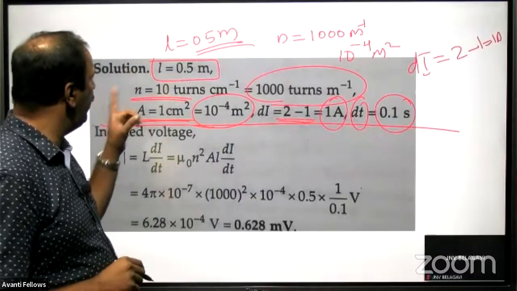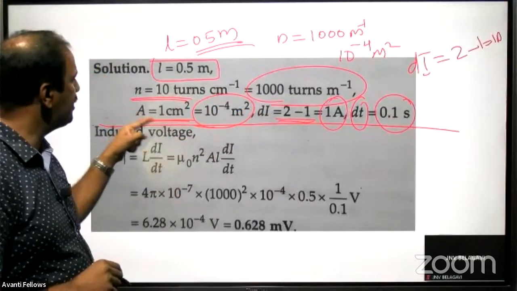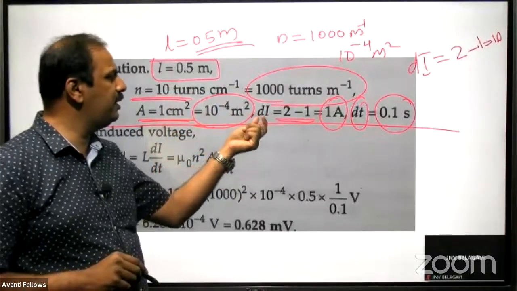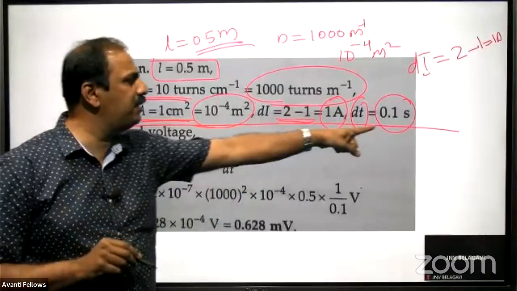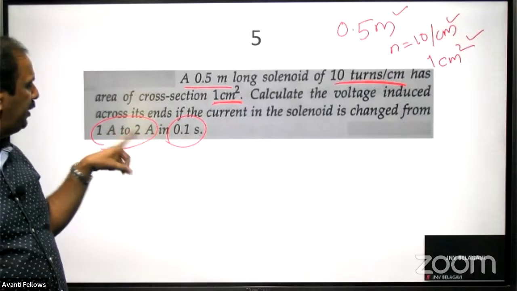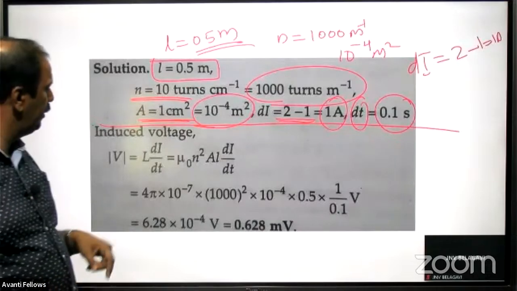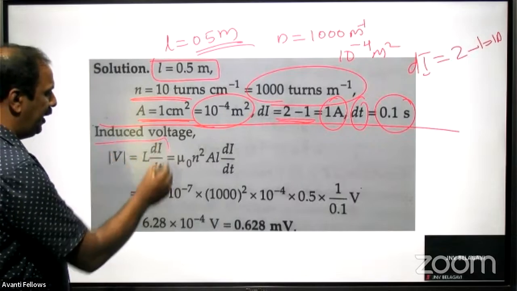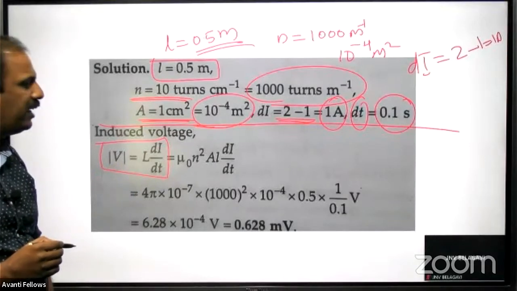So length was already there. Number of turns was 10 turns per centimeter; we made it into 1000 turns per meter, and 1 centimeter square we made 10 to the power minus 4 meter square. And dI means the change in current, from 1 ampere to 2 ampere, final minus initial, 2 minus 1, so the difference is 1 ampere. dt means the time taken, which is given as 0.1 second. Those two are given in the question itself. Now, the induced voltage, E or V, whatever, is given by V = L dI/dt. Whether it is minus or plus doesn't make a difference here.